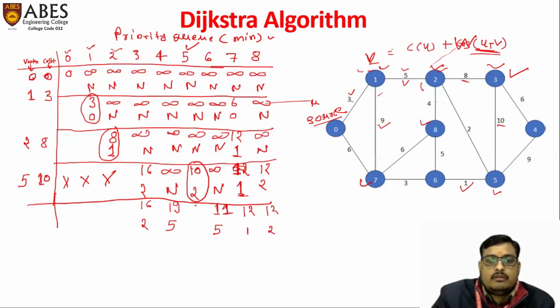Now here we will find the minimum. The minimum vertex is 6. So we'll extract this min, and vertex 6 is selected. We'll write 6, and the cost of vertex 6 is 11.